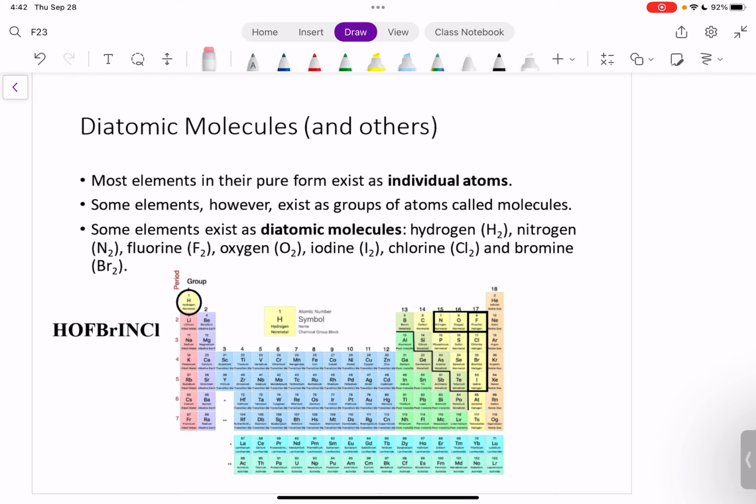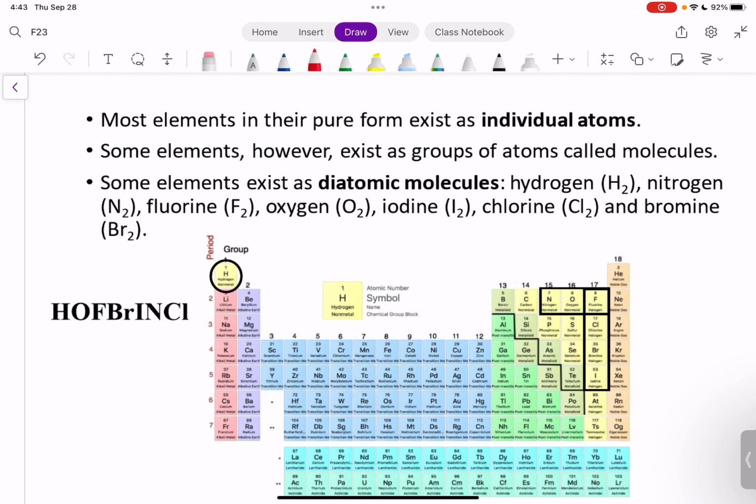But some elements in their naturally occurring state actually like to bond to themselves. There are 7 elements that exist as diatomic molecules in nature, in their natural state, and that's given by the mnemonic HOFBrINCl. I know it sounds a little weird, but it does kind of stick in your brain, maybe because it sounds so weird. That stands for hydrogen, oxygen, fluorine, bromine, iodine, nitrogen, and chlorine.